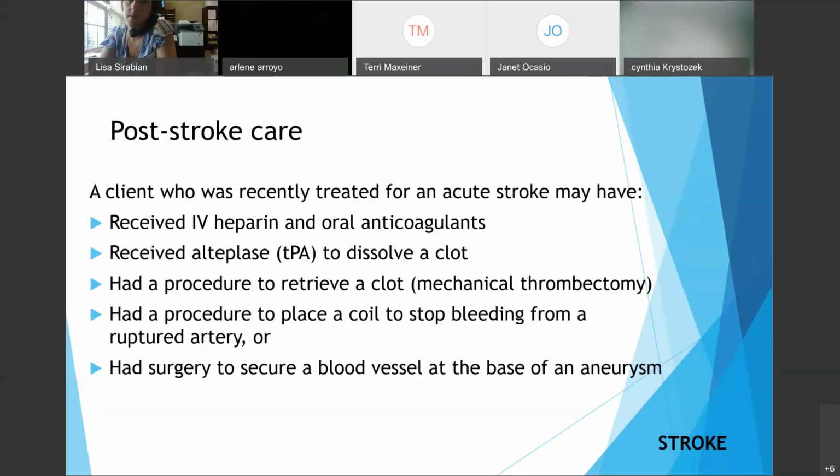They may have had a procedure to retrieve the clot called a mechanical thrombectomy. So all of those relate to ischemic stroke, or they may have had a procedure to place a coil to stop bleeding from a ruptured artery, or even had surgery to secure a blood vessel at the base of an aneurysm. So there's a variety of things that they may have already gone through in the acute care setting before they reach us, and we definitely need to know what they have had because that'll affect our management as well.